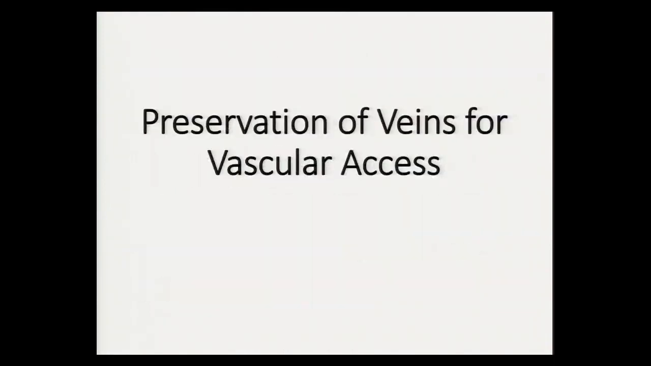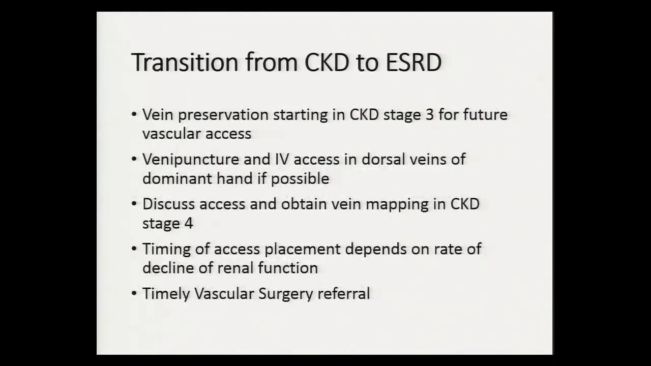Okay, briefly about preservation of veins for vascular access. Whenever we have patients with CKD stage 3 and 4, we're always very nervous to make sure that these veins are preserved for future vascular access. So it's recommended to avoid venipuncture and any kind of IV access, except preferably try to stay with the dorsal veins of the dominant hand. That's where they're not going to have a fistula, hopefully, at least the first time around in the dominant hand. No PICC lines. PICC lines cause central vein stenosis and also peripheral vein thrombosis at least 40% of the time.